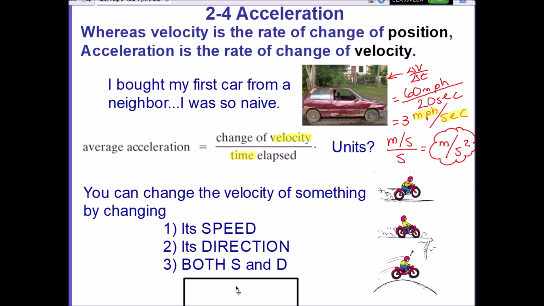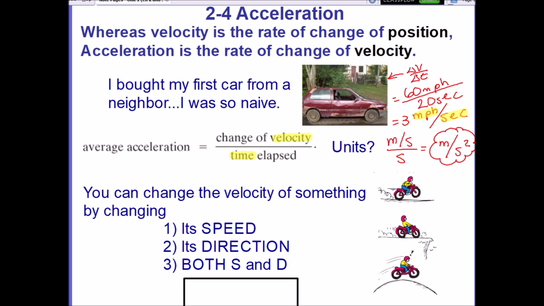Now, you can sense acceleration. You can sense changes to your motion. So if the driver of that car steps on the gas, you're going to feel it. If they hit the brakes, you're going to feel it. If they turn, you're going to feel it. So you can only sense changes in motion. We don't have the ability to sense motion. All right, let's continue on.